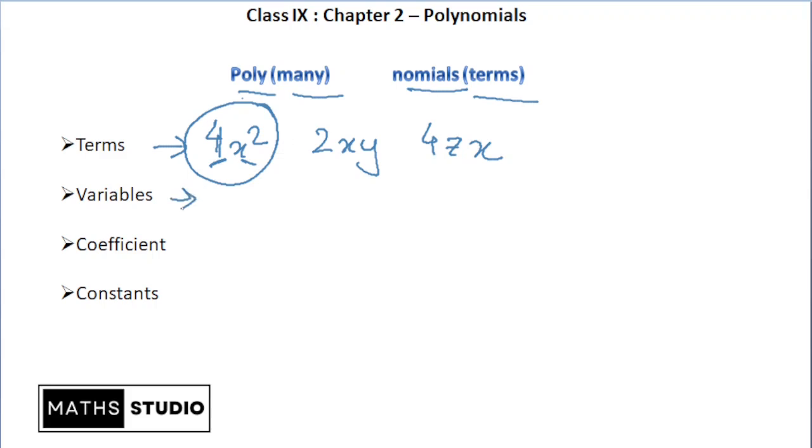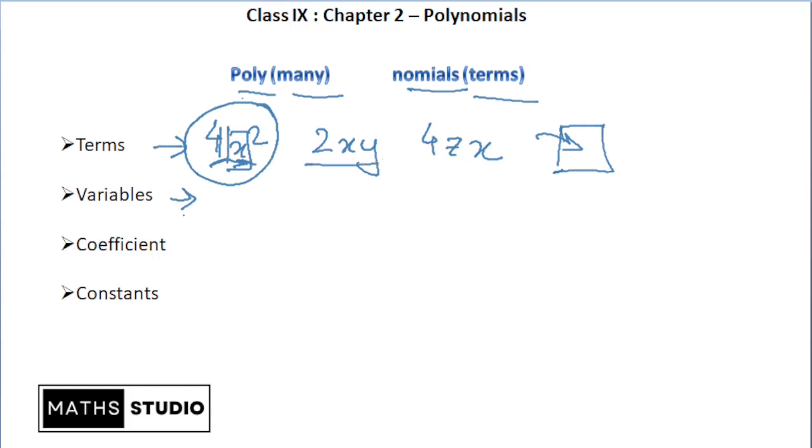So similarly, let us first understand what is a variable. A variable can be any non-numeric expression or non-numeric symbol like x, y, z, a, b, c, anything that is not a number. That part is called a variable where we can put the value. So variable is like a box where you can put something. Later on we'll see what value we are going to put. So 2xy here is a term.